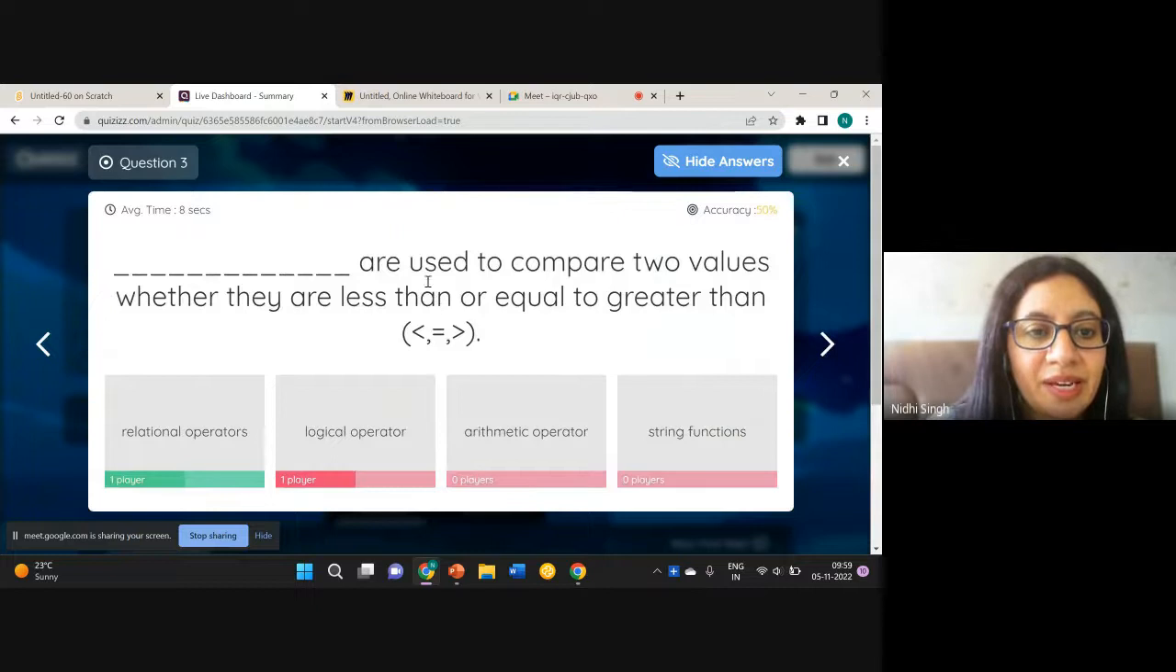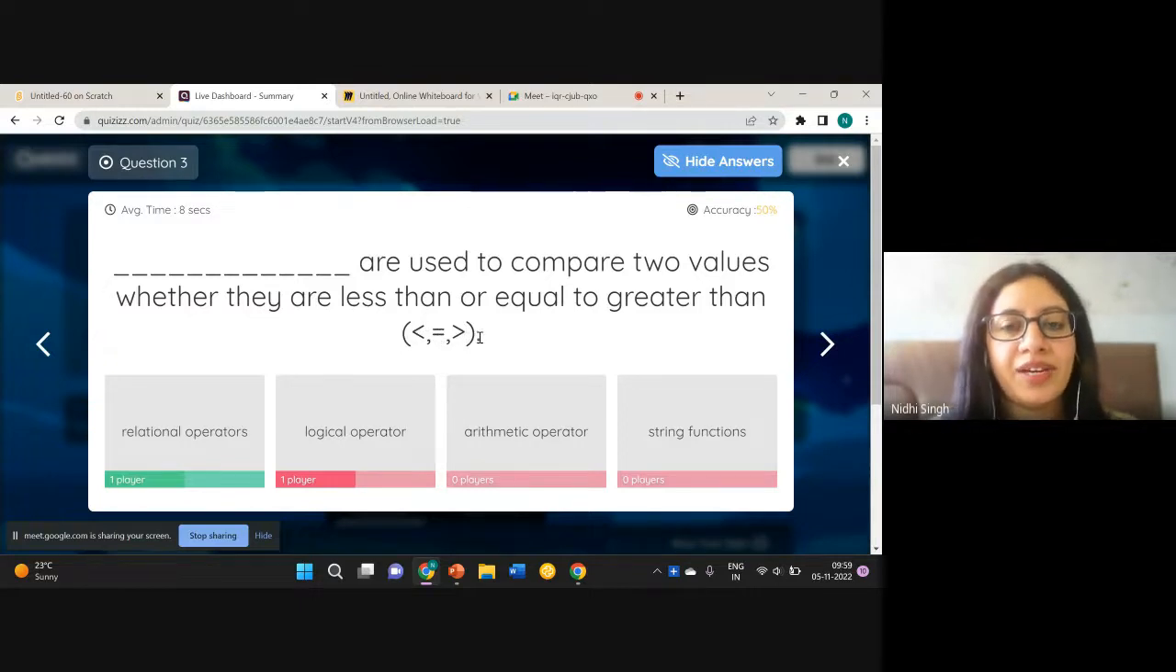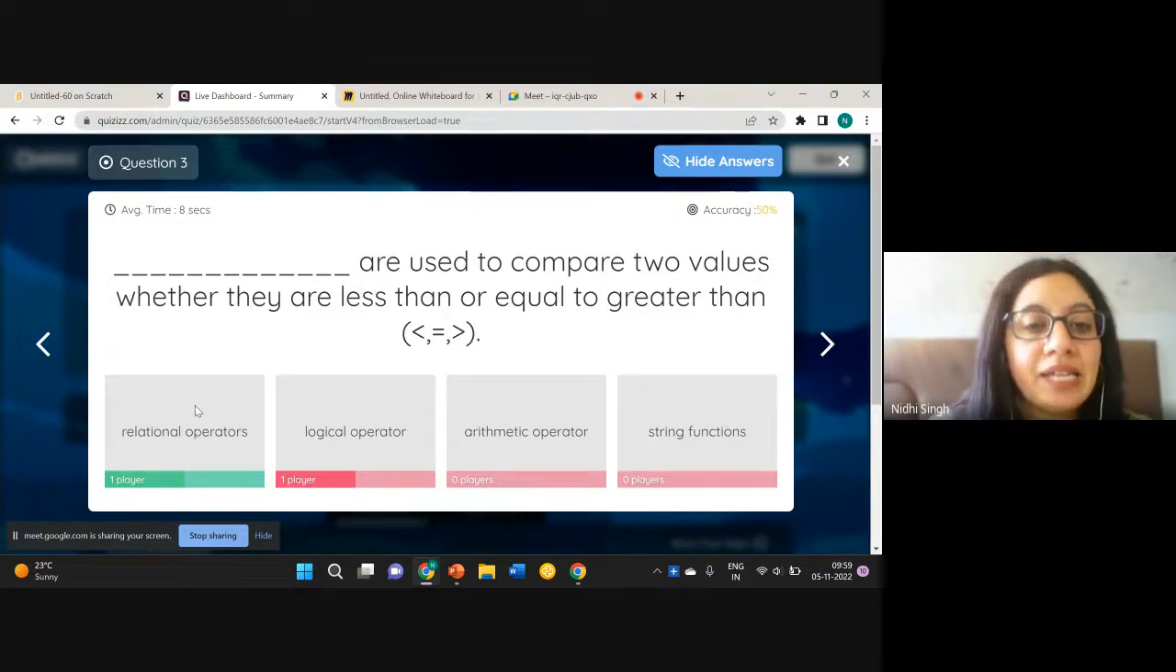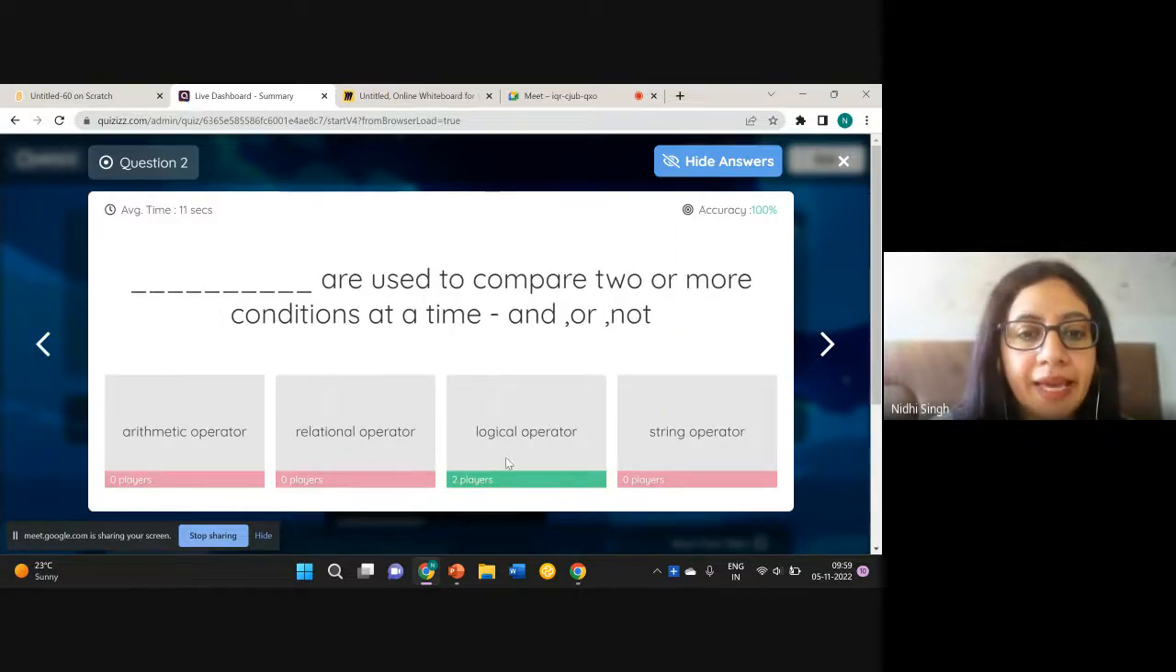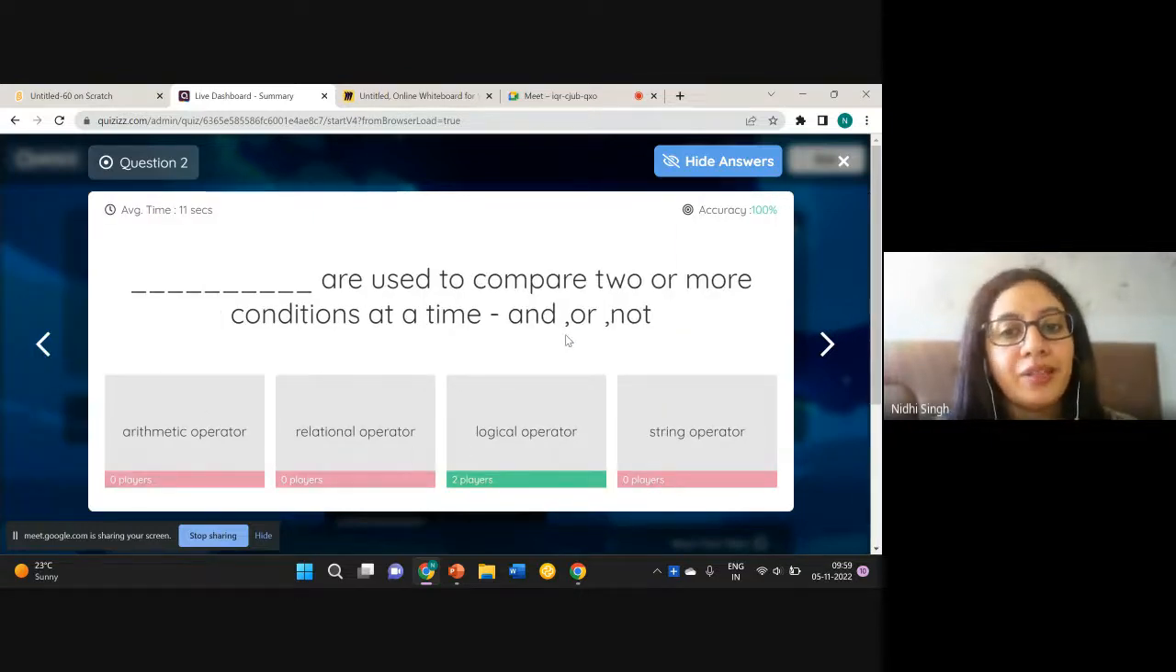Okay. So these are relational operators. This we discussed just now. Yes, comparison operators, relational operators. So less than, equal to, greater than. We did one problem also. The last one. So these are relational operators. Logical operator is this one. And, or, not. These are logical operators.